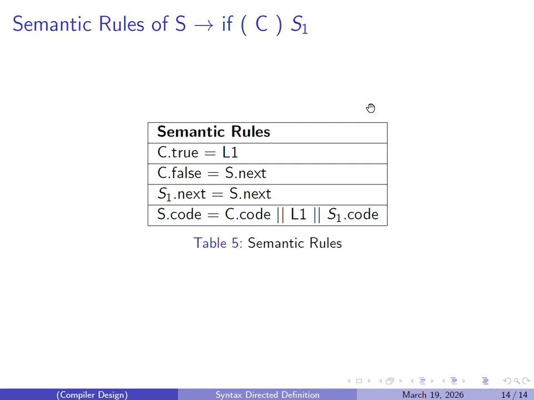Hence, the final set of semantic rules that are there is C.true, which is equal to L1, C.false, which is equal to S.next. S1.next is going to be S.next, and S.code is going to be C.code, L1, S1.code.